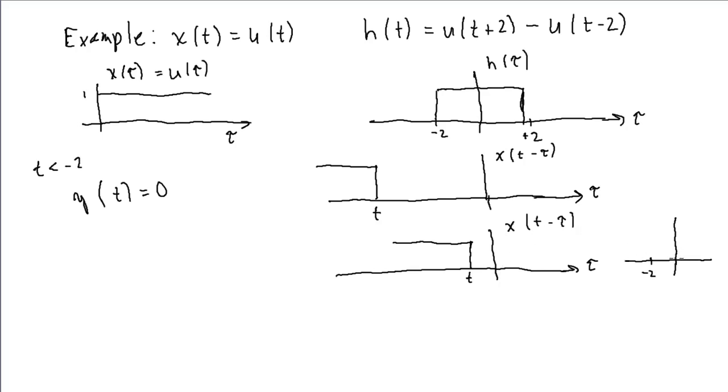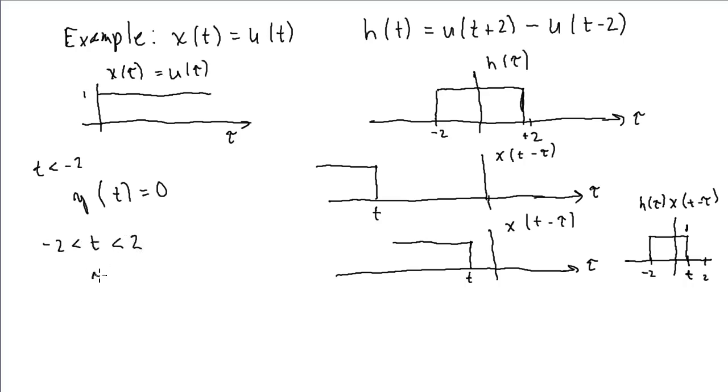So this is non-zero. t can be anywhere in the region between minus 2 and plus 2 in this case. So I'll just show t right here. In this region, both functions are equal to 1, so the product would also be equal to 1. So again, I'm sketching the integrand. This is actually what h of tau times x of t minus tau looks like for t between minus 2 and 2, and this is t here. In this particular case, the limits on t are minus 2 less than t less than 2.